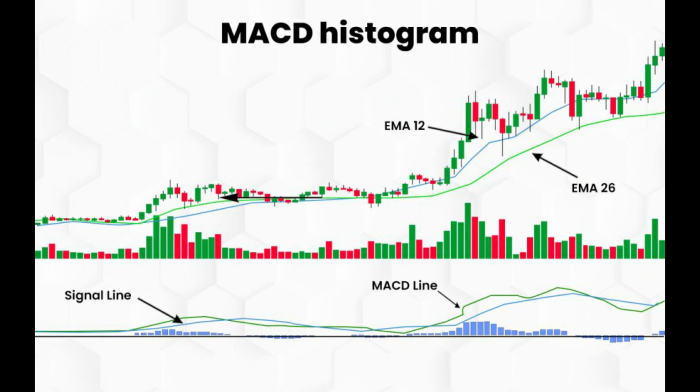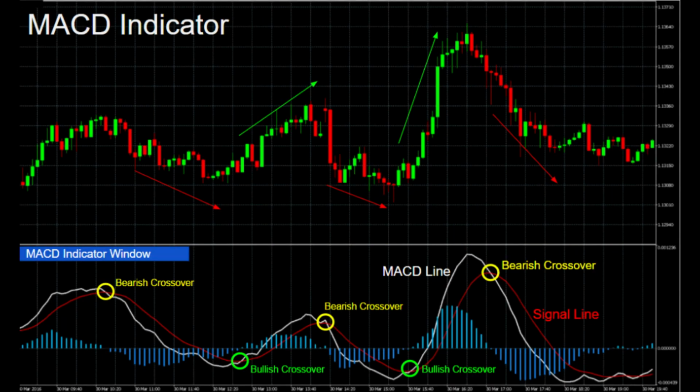Using the MACD indicator alone is not recommended for making trading decisions. The indicator should be used in conjunction with other technical analysis tools. The default settings for the MACD indicator, 12, 26, 9, may not be suitable for all markets and conditions. You may need to adjust these settings according to market conditions.